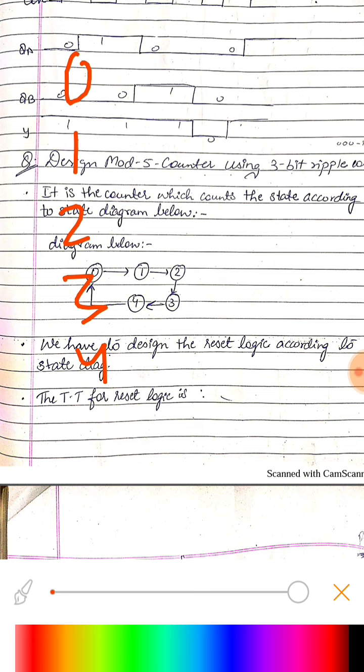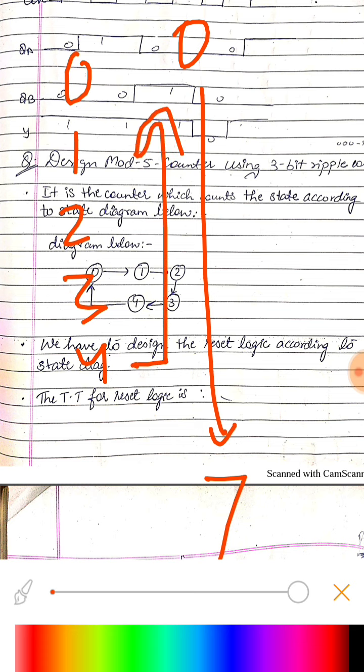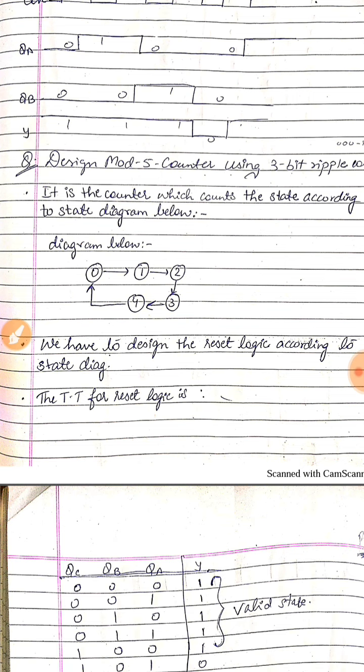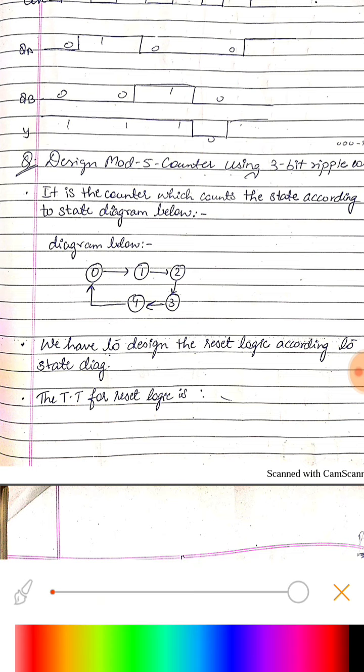and we are given a 3-bit ripple counter. As we all know, a 3-bit counter can count from 0 to 7, but what we need in the given problem is that after 4 our circuit should reset to 0. We don't need to count 5, 6 and 7. After 4 it would again get back to 0. So here this is the flow diagram I have drawn. It will go to 1, then 2, 3, 4, and after 4 it will again go to 0.